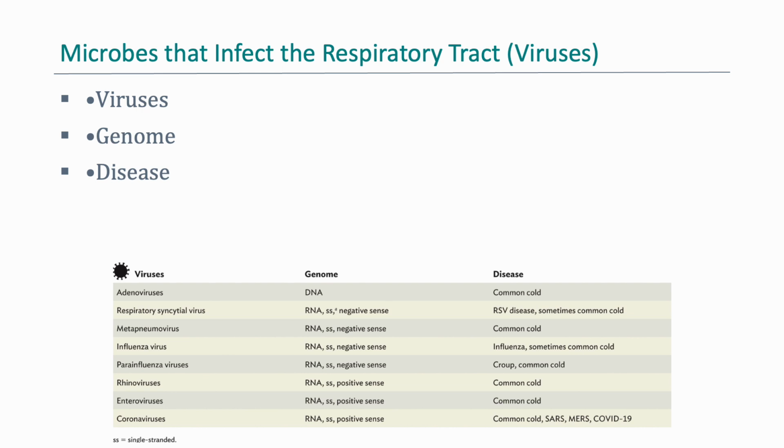Next is the influenza virus. It causes influenza and is a contagious respiratory illness caused by influenza viruses and can cause mild to severe illness. Parainfluenza viruses can cause croup or the common cold. Signs and symptoms are similar to the common cold. Most people recover on their own.